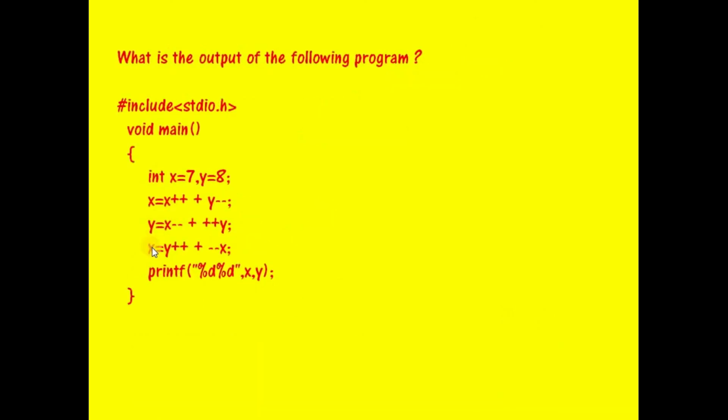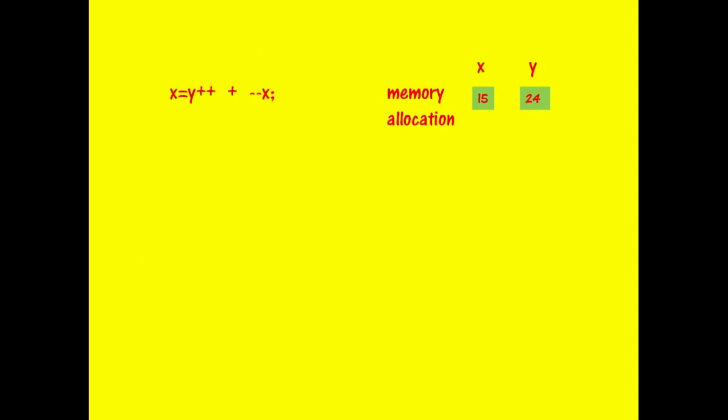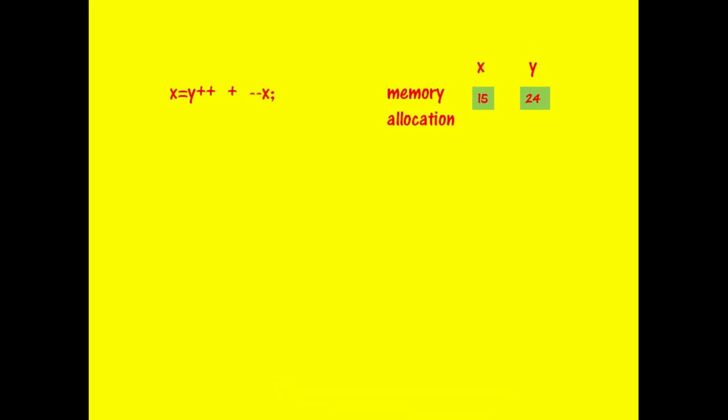Now evaluate the third expression. x equals y++ + --x. In this expression, updated value of x is 15 and y is 24. Always remember, updated value is considered to evaluate the expression. First step, any pre-increment or pre-decrement. So here in this expression, pre-decrement is already there. So execute this pre-decrement, --x, that is x equals x minus 1, decreases by 1. So the latest value of x is 15 and it decreases by 1. So the latest value of x is 14.